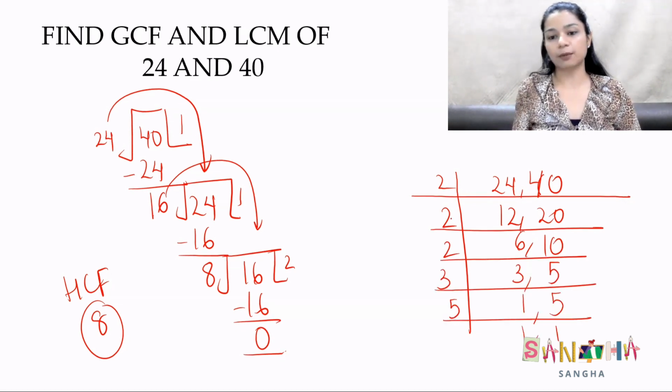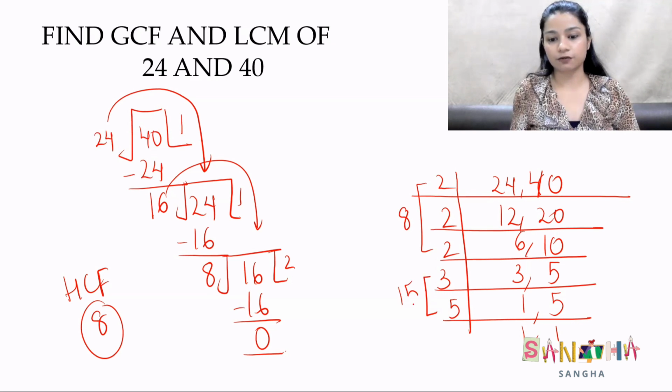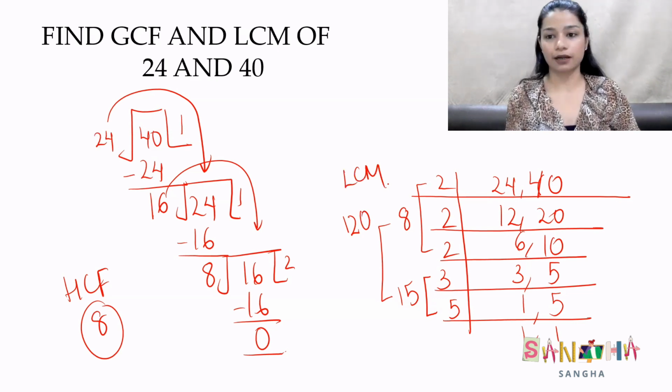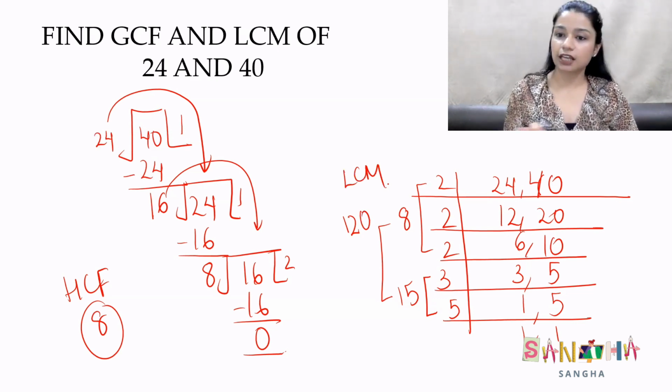Well, this is the LCM I got. If I multiply these, I will get 8 here, and 3 times 5 is 15, and 15 times 8 is 120. So the LCM I got of these two numbers is 120. You can also find HCF and LCM with your own methods as well.